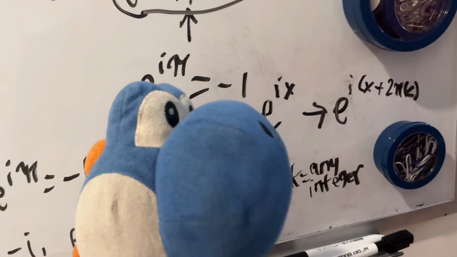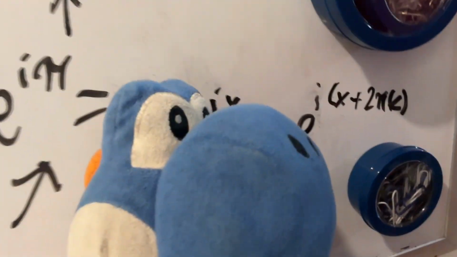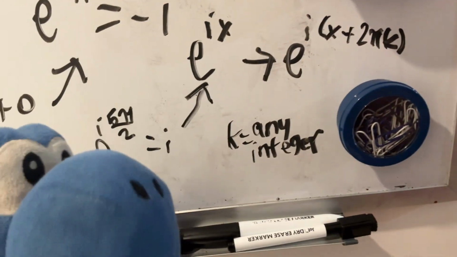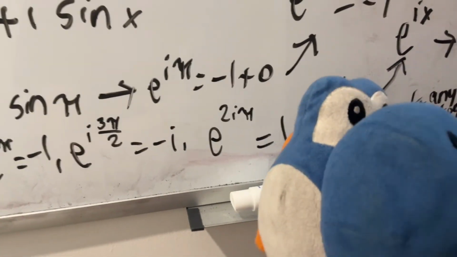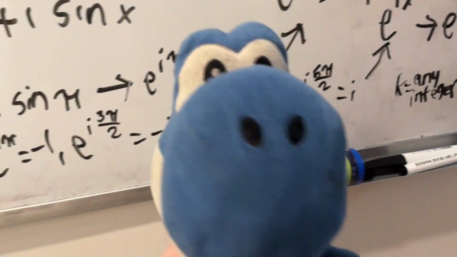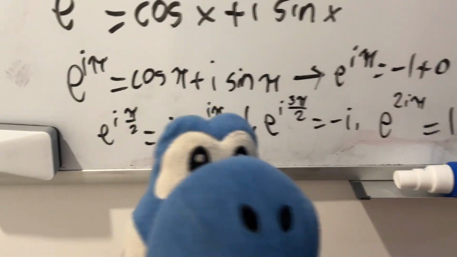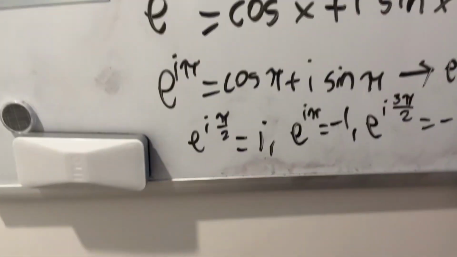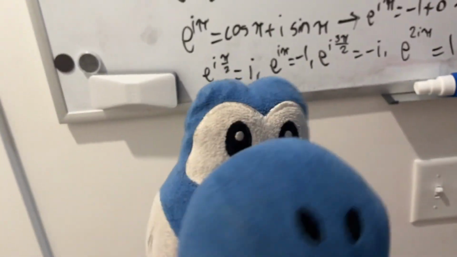That means e to the power of i times x can be represented as e to the power of i times x plus 2 pi k, where k means any integer. So that means the natural log of i is multi-valued. It doesn't have one single value. The principal value, though, is the most simple one, which we use. So the natural log of i is i times pi over 2.